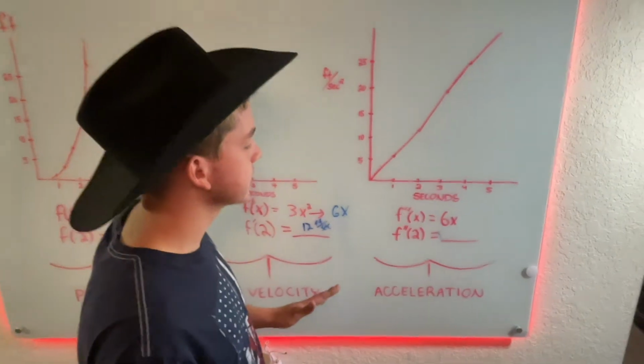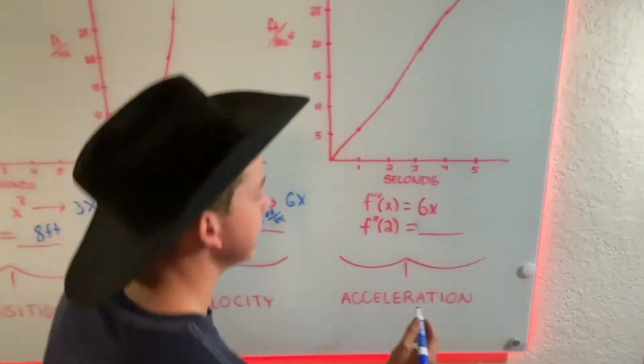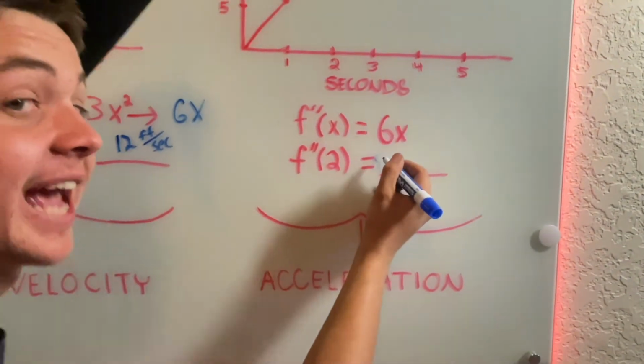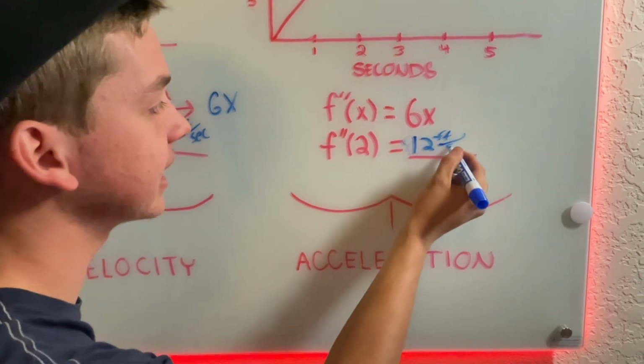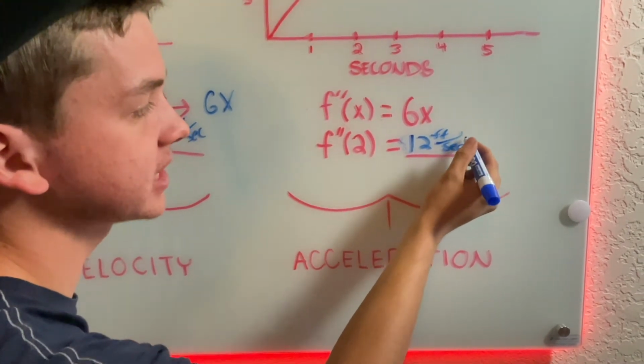At 2 seconds, the acceleration function tells us that our rate is increasing at a rate of 12 feet per second per second.